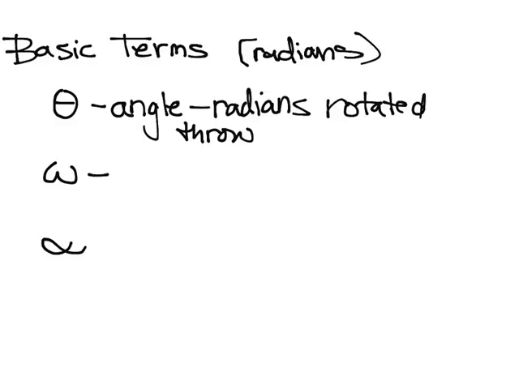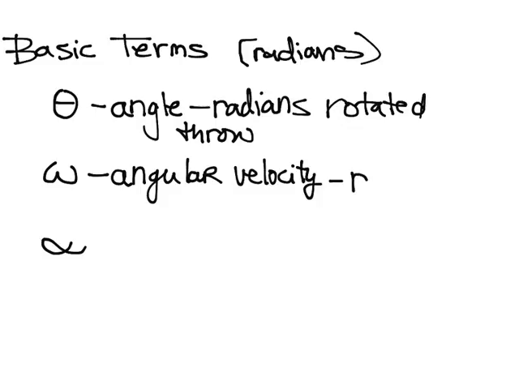Okay. Omega is called your angular frequency or your angular velocity. And it's basically the analogy of speed. It's how many radians rotated through per second.